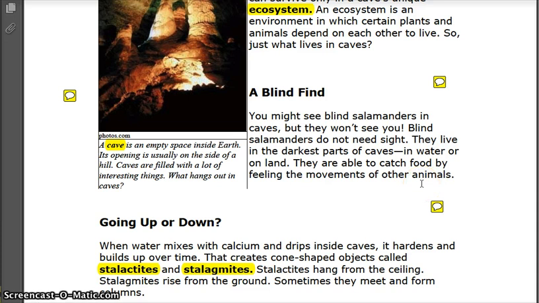So I want you to think in your brains right now, what did you learn about salamanders? What did you write? Well, you would not have written in the margins because I showed this to you before, but think about what you would actually write about salamanders. Think of it in your head. You don't actually have to write.